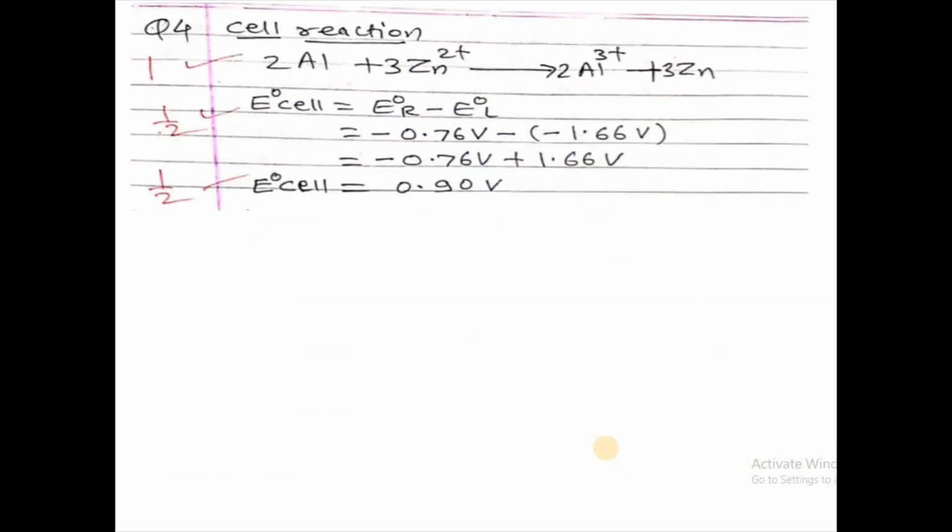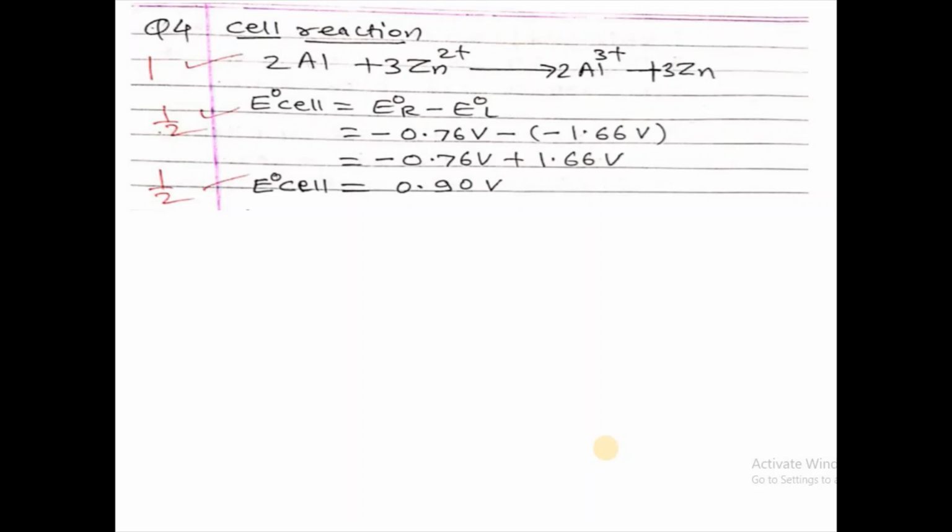Question number 4 is, write the cell reaction and calculate E0 cell of the following electrochemical cell, and the cell is given Al | Al3+ || Zn2+ | Zn, concentrations are 1 molar, E0 Al is given minus 1.66 volt and E0 Zn is given minus 0.76 volt. Already we have used that formula. Before that we have to write the cell reaction, the reaction between aluminum and zinc.